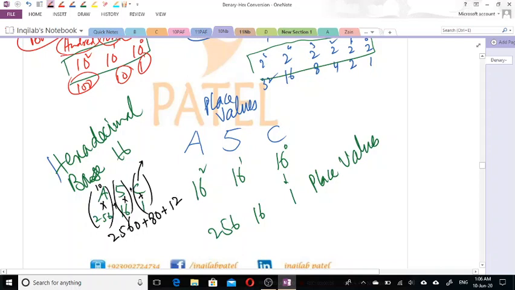Now we have the numbers 2560, 80 and 12. We will calculate the sum of these numbers. This is the denary equivalent of the hexadecimal number.